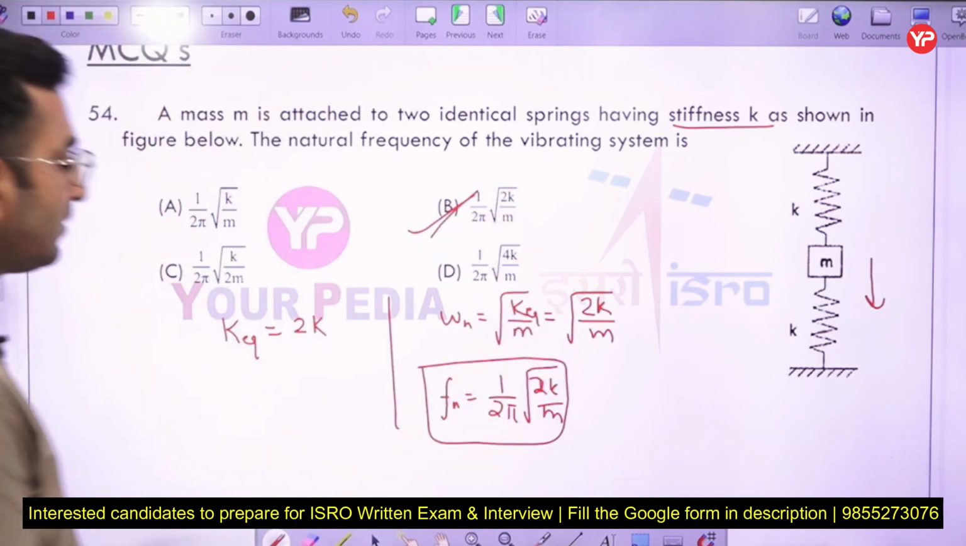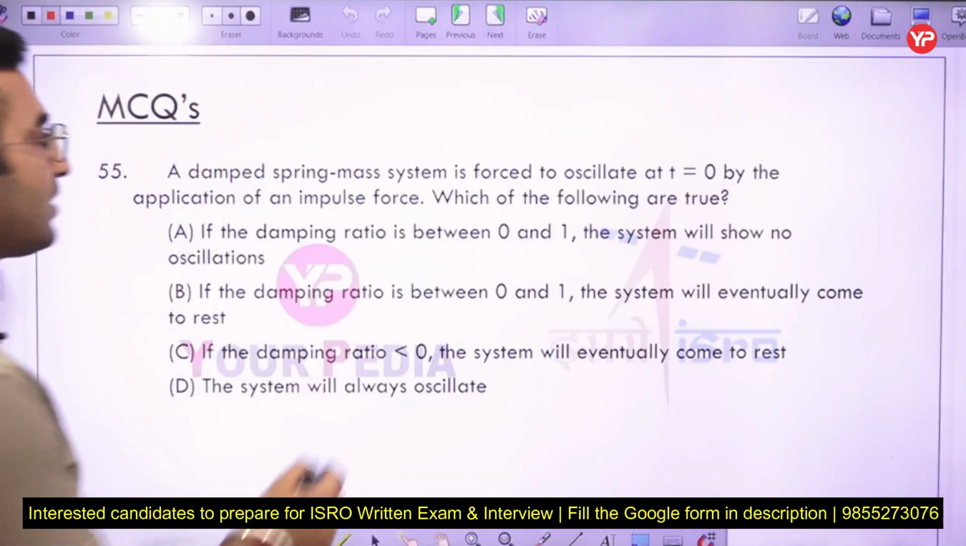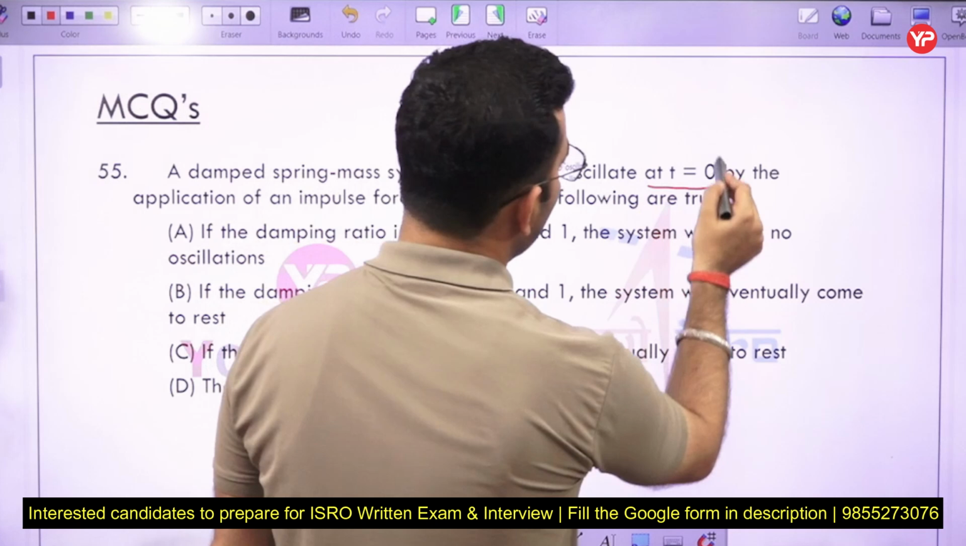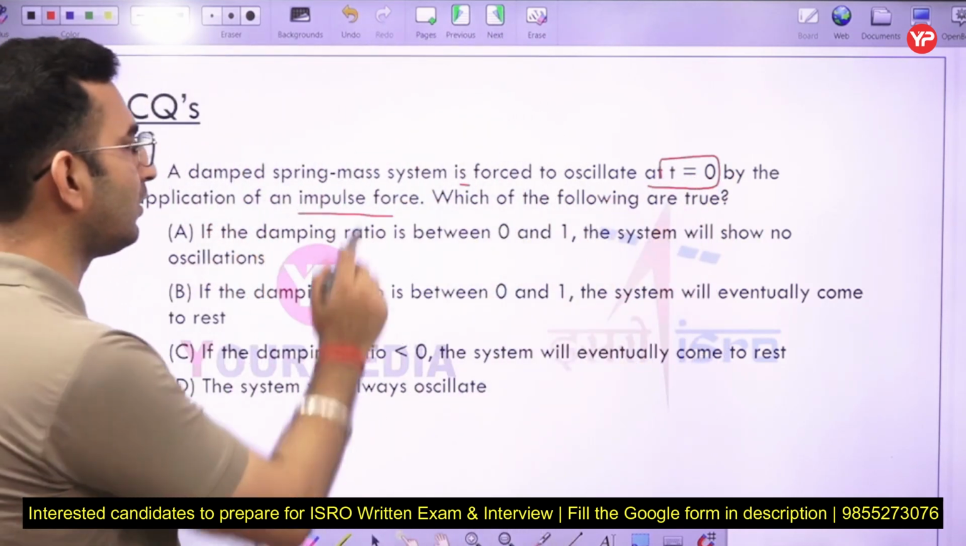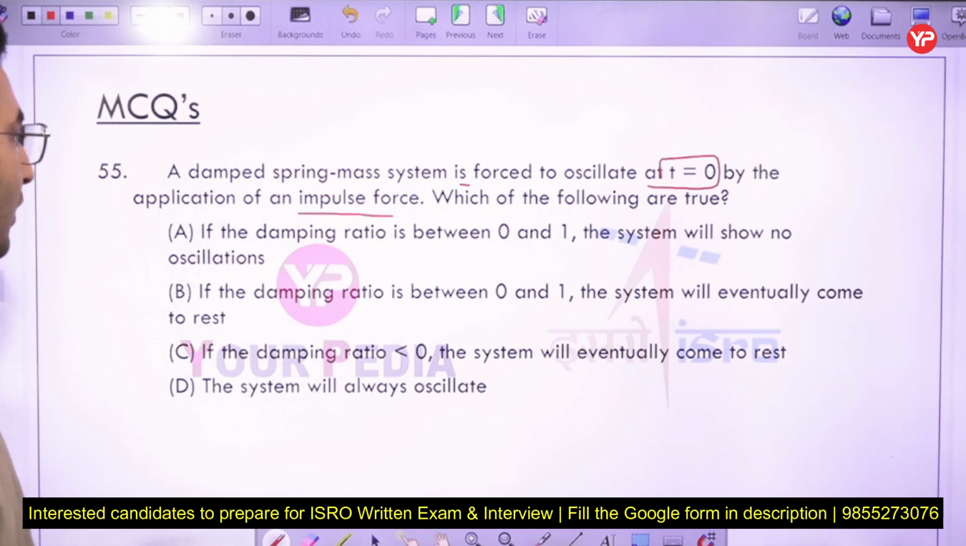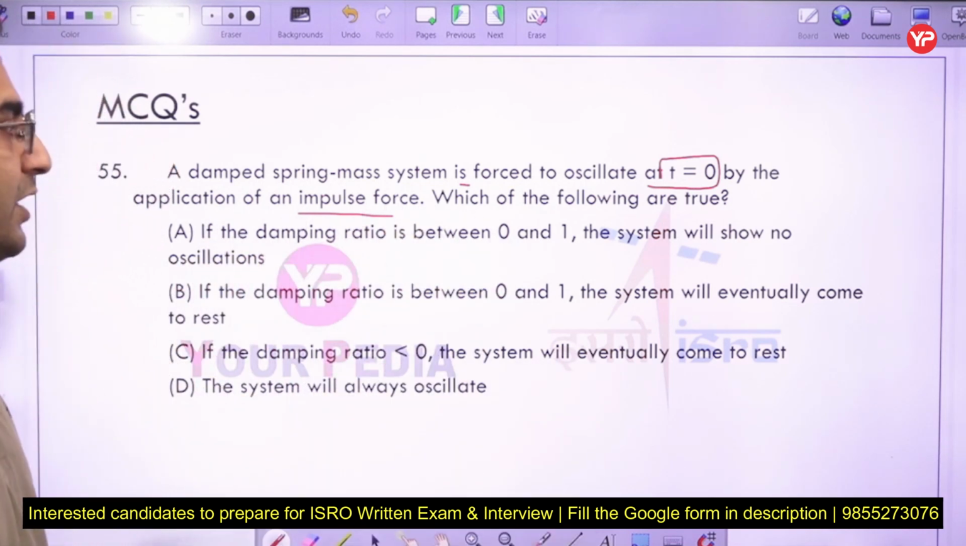Now the next part is: a damped spring mass system is forced to oscillate at time t equal to 0 by the application of an impulsive force. Which of the following are true here? If the damping ratio is between 0 and 1, the system will show no oscillation.